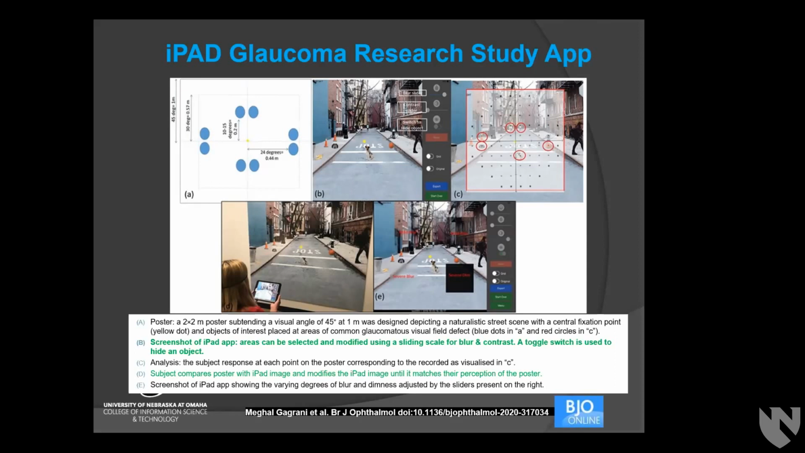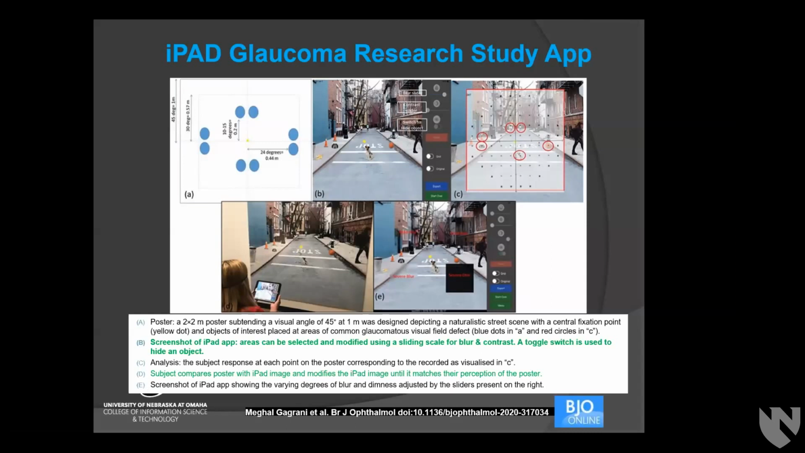And so what they thought of was that we could show a poster of a realistic ground truth to subjects, and then give them an app on an iPad, which is close to them, where they can actually try to compare what they see on the poster with the same image on the iPad, and then use some editing tools that we provided to hide portions of the image that they don't see, or blur portions of the image that they don't see.